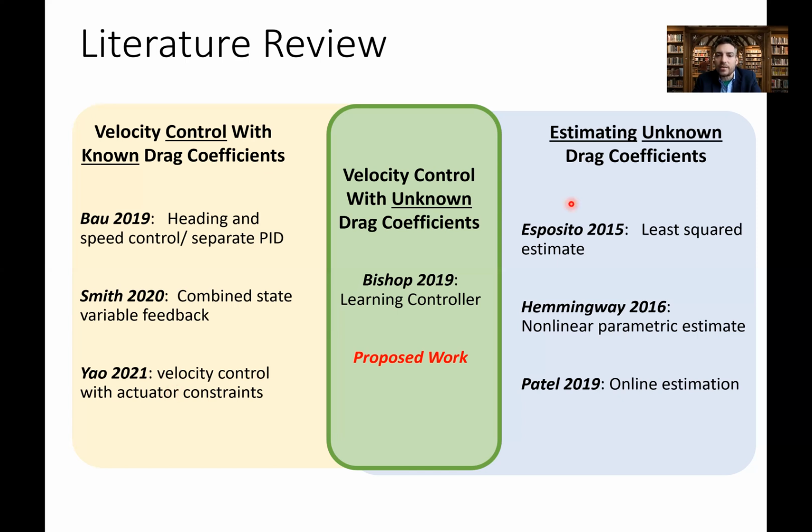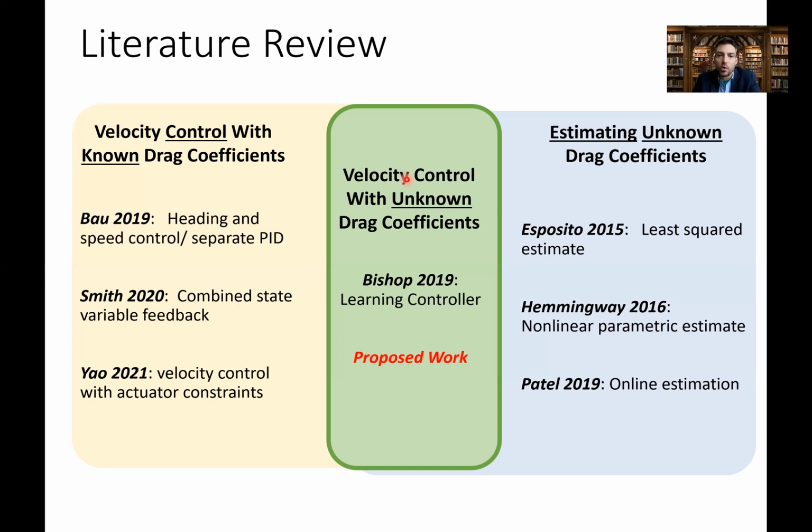Now, on the right side of this literature review, you can see some works where they designed an algorithm to estimate the drag coefficients online, meaning as the vehicle was moving in the water. But that's not used for control. That's just parameter identification. So my work is going to unify these two fields, or sit at the overlap of them. It's in the middle: we want to do velocity control with unknown drag coefficients. So we want to control the velocity while adapting to, or learning, what the drag coefficients may be.